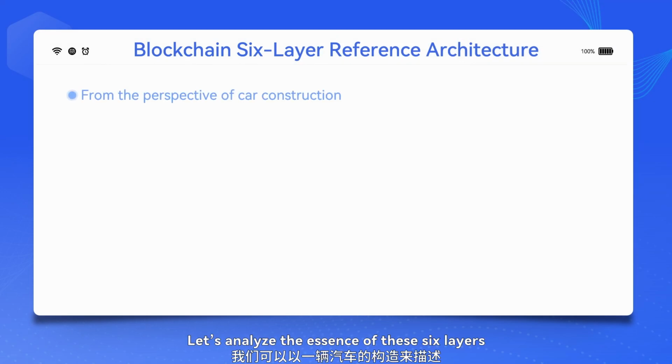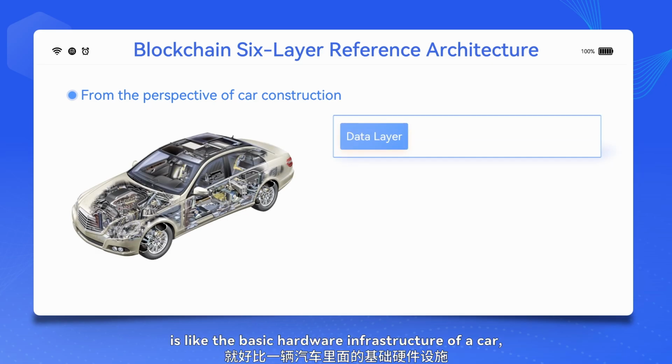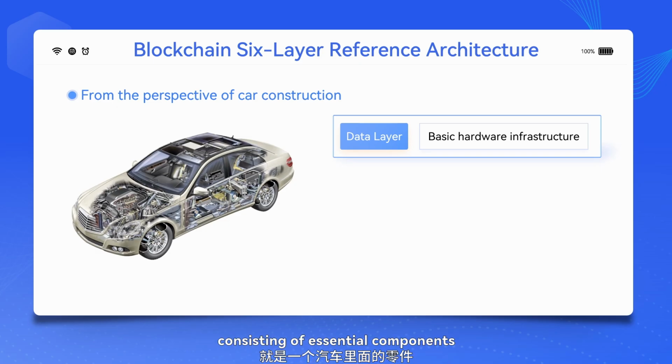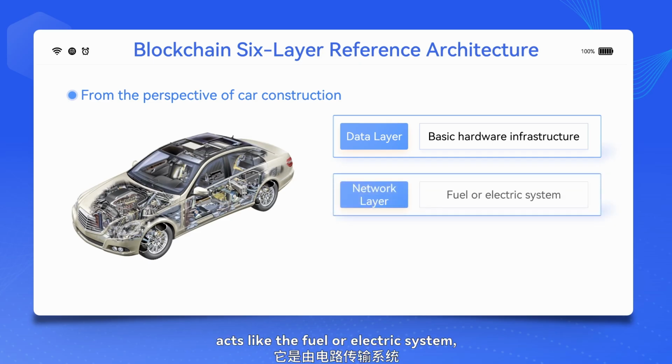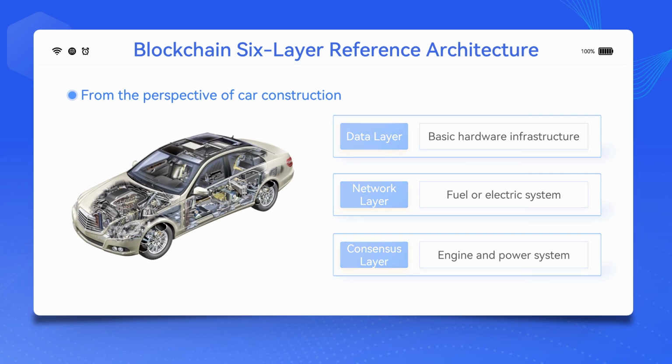Let's analyze the essence of these 6 layers by comparing them to the construction of a car. The data layer is like the basic hardware infrastructure of a car, consisting of essential components that the car cannot function without. The network layer acts like the fuel or electric system, which transmits energy or information to power the car. The consensus layer is akin to the engine, which is one of the core components of the car.